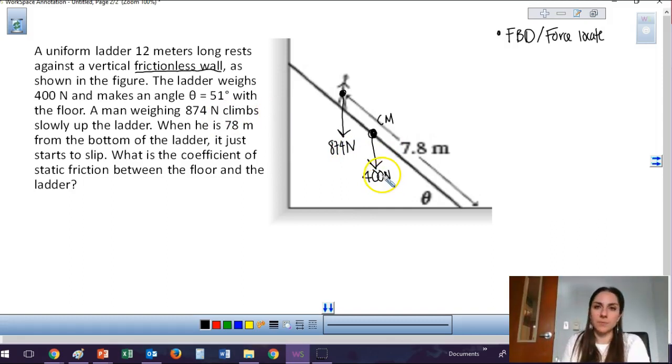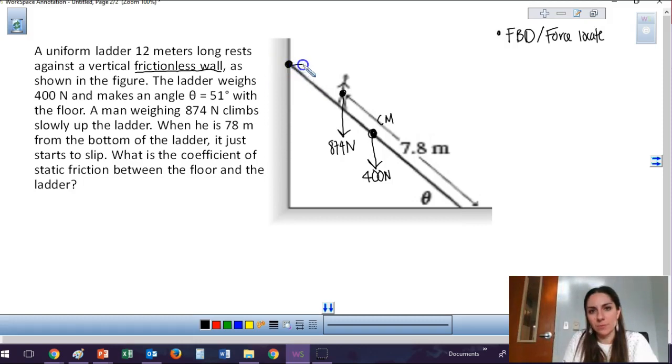And those are, I would say, the most obvious, though it's not really obvious. This is the information you get from the problem directly. But really, there's a couple other things happening in this question that are not as directly given to you. So first, this ladder is going to feel a force from the wall right here.